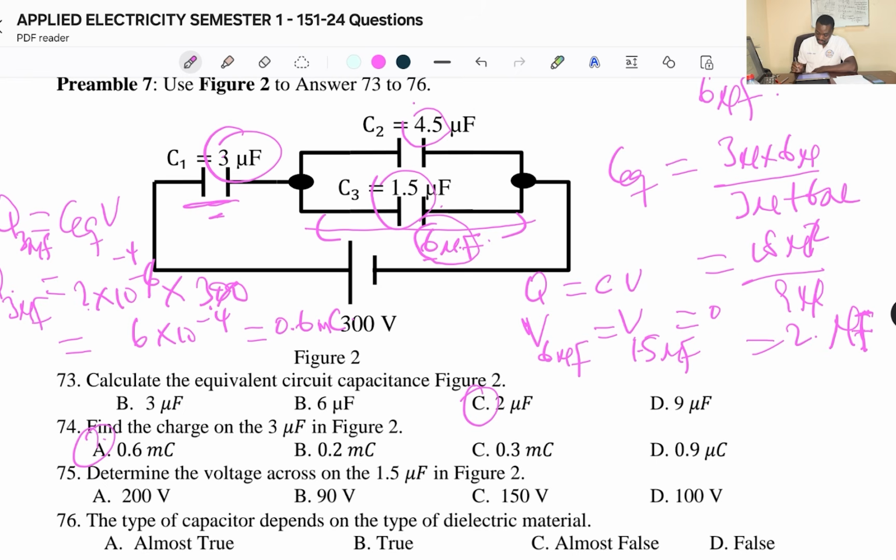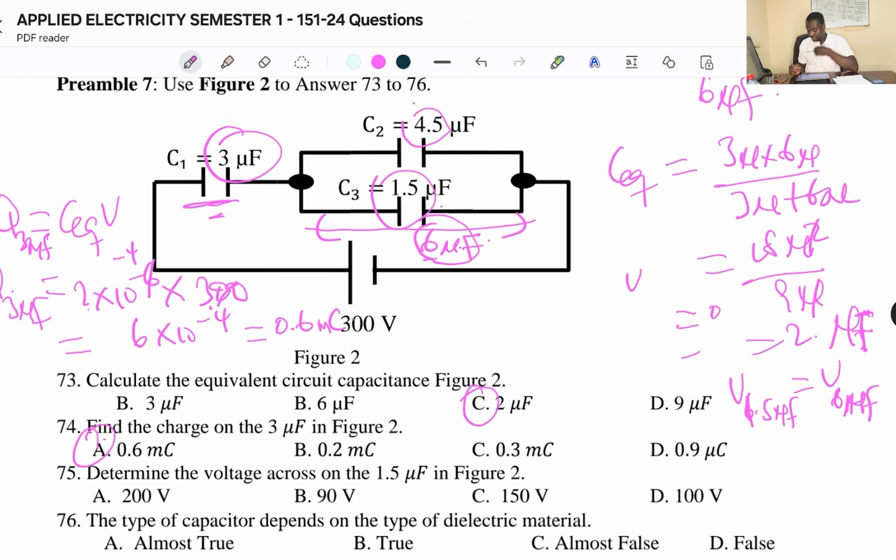0.6, right? Let me write this clearly here. So we have this here. That is just going to be equal to the voltage across the 1.5 microfarad, which equals the voltage across the 6 microfarad, right? And that is going to be equal to what? The charge on it over what? Charge over its capacitance, right? That is 6 micro, right?